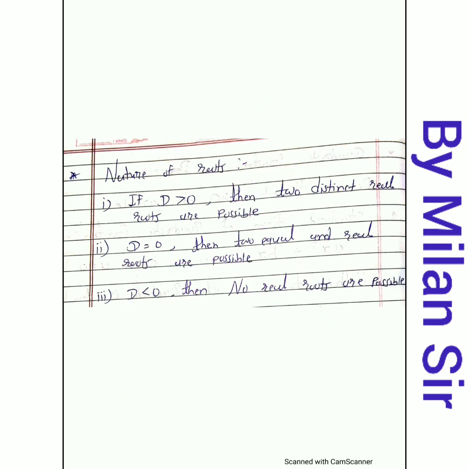So if D is greater than 0, then two distinct real roots are possible. If D is equal to 0, then two equal and real roots are possible. And if D is less than 0, then no real roots are possible. Here our theory part is complete.